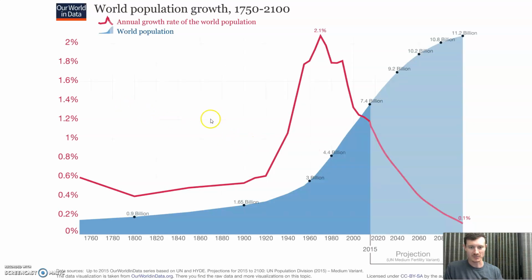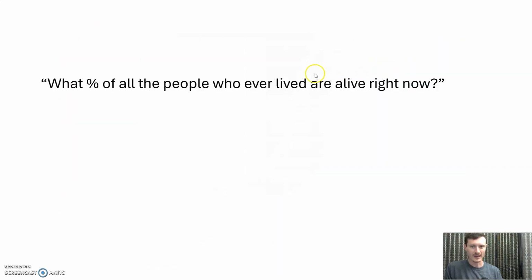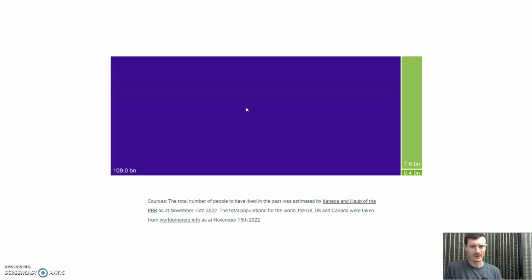Okay. We can ask this question. Looking at a graph like this, what percentage of all the people who have ever lived are alive right now? I would encourage you to think about this for a moment. So this puts it into perspective. This is all of the people who were alive before right now. This is our number of people who are alive right now. So it's something like 7%.